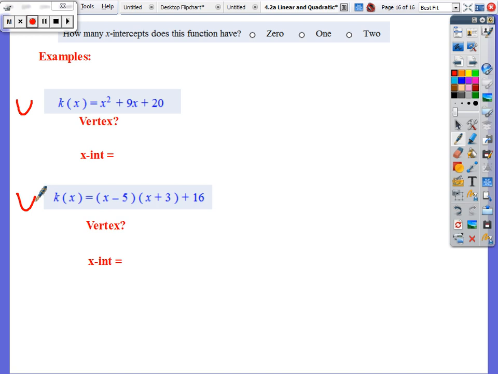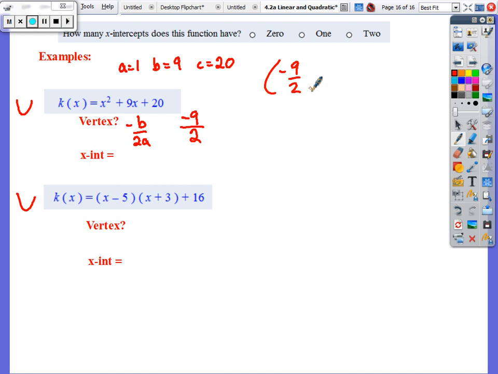Let's find the vertex. Now, rather than put it in vertex form, let's go ahead and use the opposite of b over 2a to find the x value. So what's the b? 9. My a is 1. My b is 9, and my c is 20. So what's the opposite of 9? Well, negative 9. What's 2 times a? Well, 2, because 2 times 1 is 2. So there's my x value of my vertex.